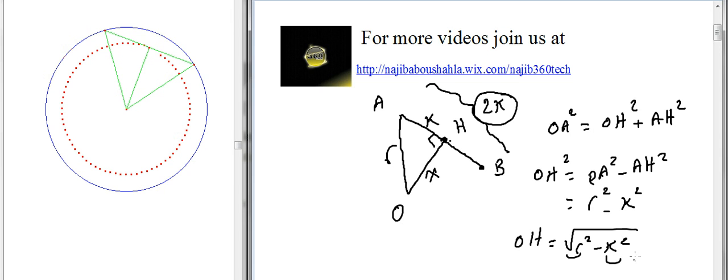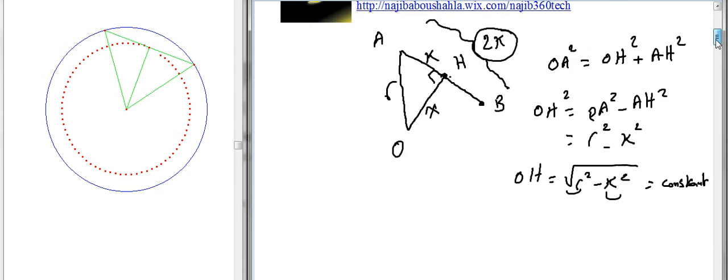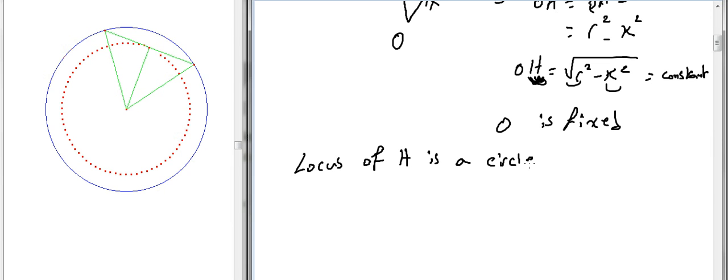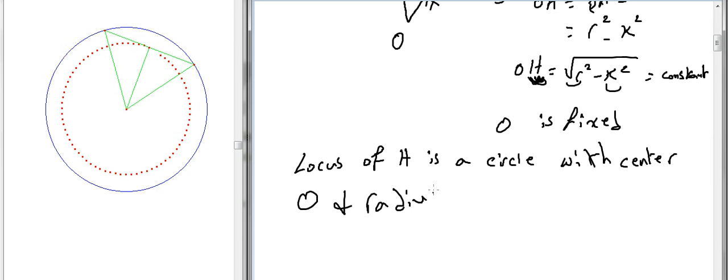The radius is constant, K is constant, so this is a constant value, and O is fixed. O is fixed, and OH is constant. H is variable. We are finding its locus, so the locus or set of points of H is a circle with center O and radius OH, which is equal to a constant value, radical R squared minus K squared. And that's it.